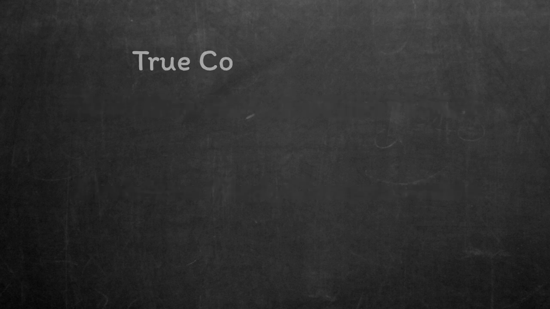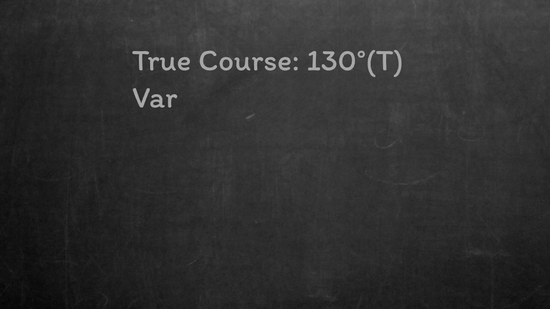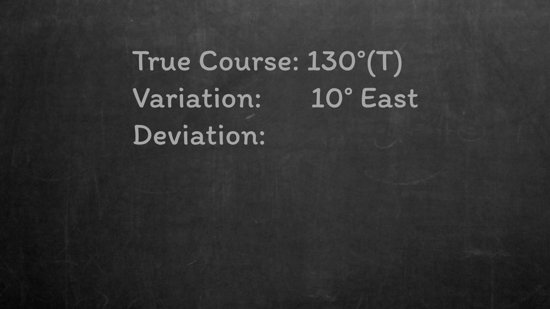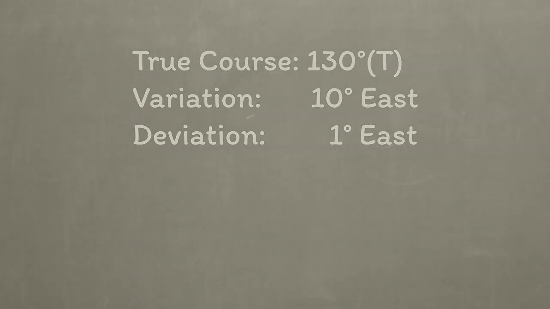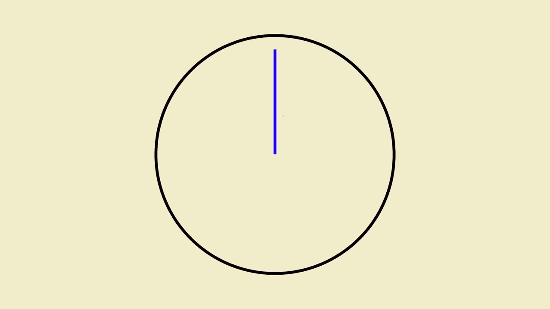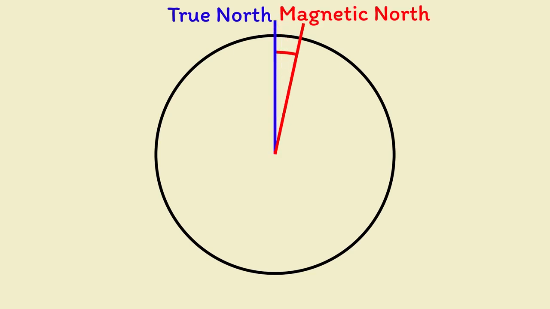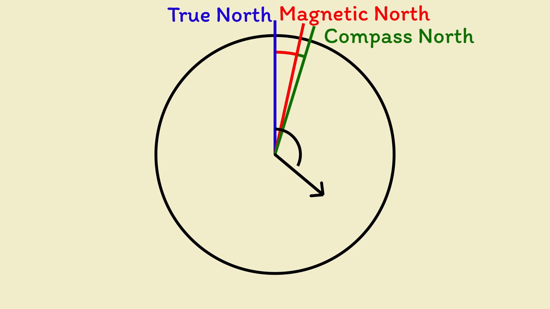First off, we want a course of 130 degrees true. Variation is read from the chart as 10 degrees east, and deviation we can read from the compass card as 1 degree east. For a full understanding, we're going to construct the diagram. Now, variation tells us that magnetic north is 10 degrees east of true north. Then deviation tells us that compass north is 1 degree east of magnetic north. The course that we're measuring is 130 degrees true. So the true course was this full angle, from true north all the way around to 130 degrees.